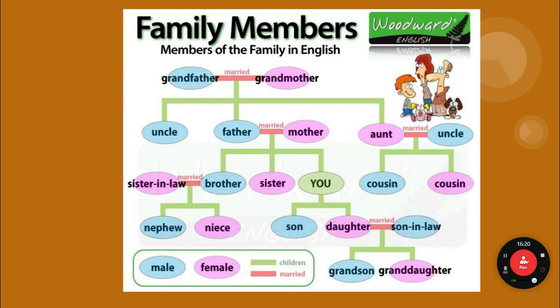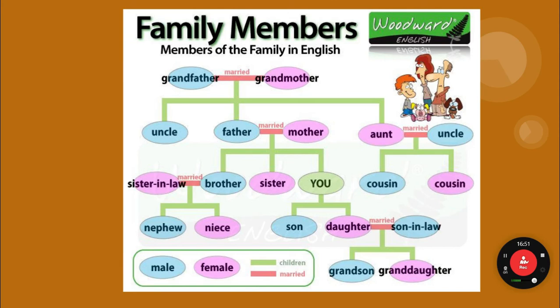Family members. Members of the family in English. The little coral-colored red line means they're married. Grandfather married a grandmother. They had the father. The uncle is the father's brother, and the mother. Father also had a sister, which we'll call an aunt, who married an uncle, and the children of the aunt or the uncle, they're called cousins.